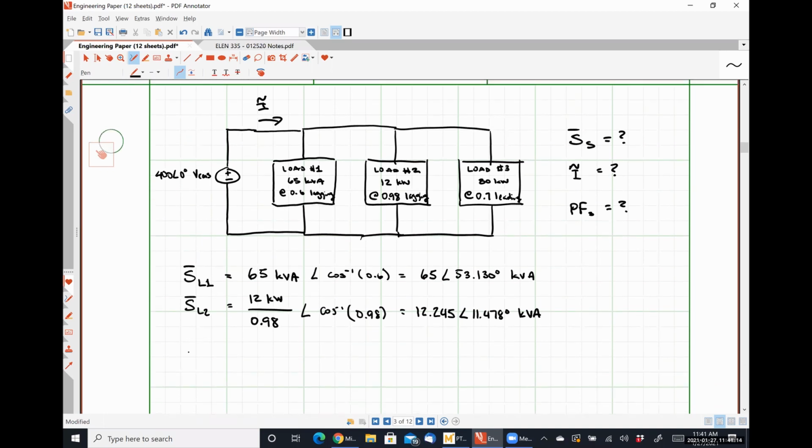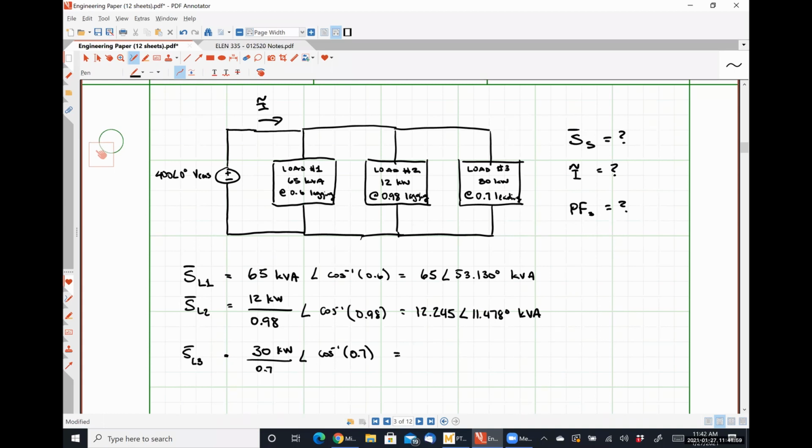Let's see, lastly, we have the complex power absorbed by load 3. So we're going to follow a pretty similar methodology here. The apparent power is the average power, so 80. Sorry, did I say that was 80 or 30? 30. Okay, thank you. Can't read my own writing here. 30 kilowatts divided by 0.7 angle inverse cosine of 0.7.